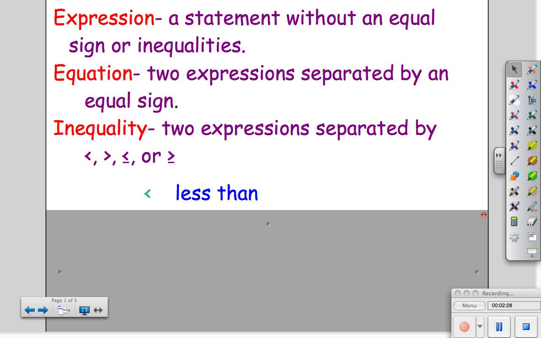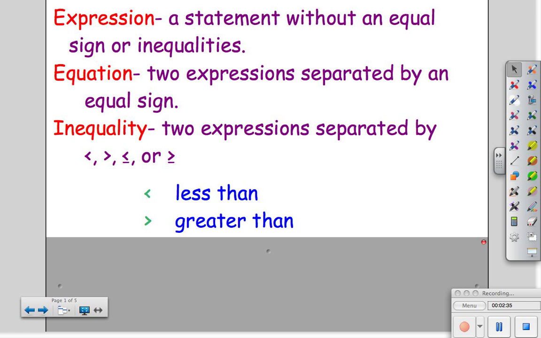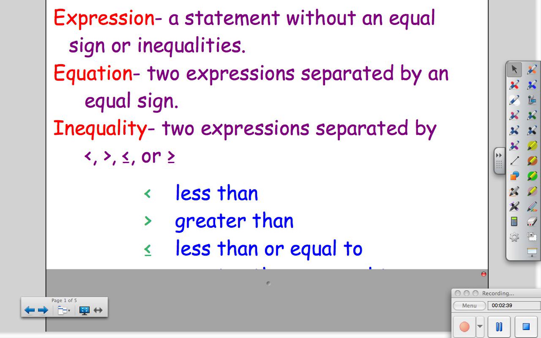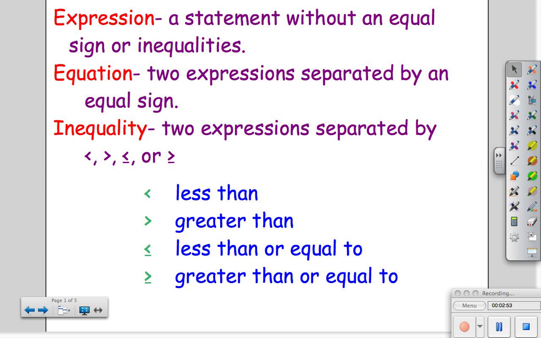this is less than. An arrowhead pointed to the right means greater than. To the left with a line under is less than or equal to. And finally, to the right with a line under is greater than or equal to. Let's look at these.